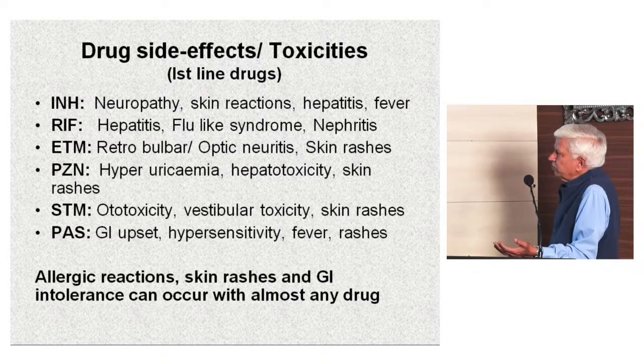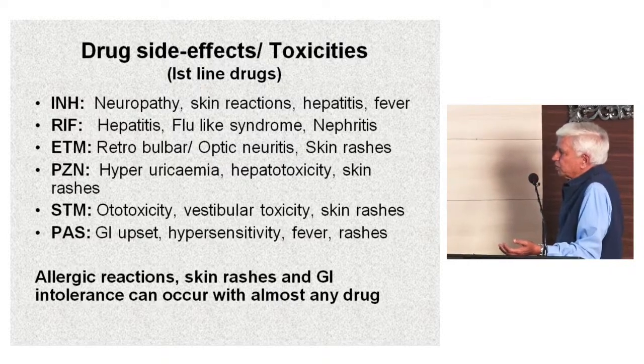Side effects are common, especially with first line, second line drugs. But among first line drugs, INH can cause neuropathy, skin reactions, hepatitis, and sometimes drug fever. Rifampicin also can cause hepatitis, flu-like syndrome, sometimes interstitial nephritis. Ethambutol, the most important, is retrobulbar toxicity, optic neuritis, skin rashes. And pyrazinamide commonly causes hyperuricemia, hepatotoxicity, and skin rashes. Streptomycin: ototoxicity, vestibular toxicity, and skin rashes.